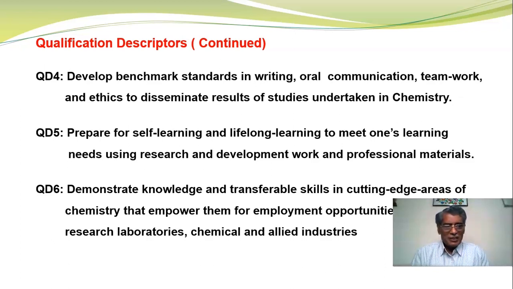QD5: prepare for self-learning and lifelong learning to meet one's learning needs using research and development work and professional materials. QD6: demonstrate knowledge and transferable skills in cutting-edge areas of chemistry that empower them for employment opportunities in academia, research laboratories, chemical and allied industries. These are the 6 qualification descriptors the University Chemistry Department has drafted.